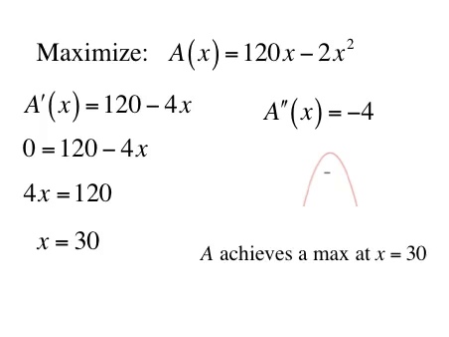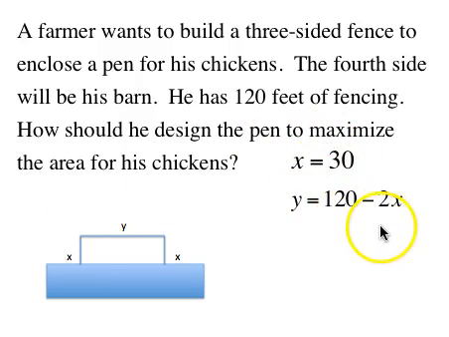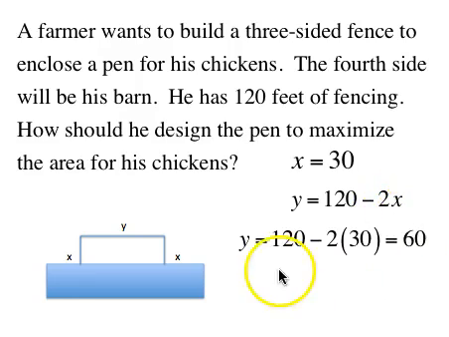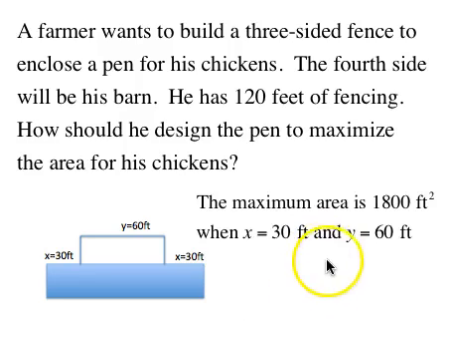So the area will achieve a maximum when x is 30 feet. So what is y and what is that maximum area? Well, x is 30 feet. We showed earlier that y was 120 minus 2x, or 120 minus 2 times 30, or 60 feet. So x is 30 feet, y is 60 feet. So our maximum area is 30 times 60, or 1,800 square feet. So our conclusion is that the maximum area is going to be 1,800 square feet when x is 30, when these two sides are 30 feet, and y is 60 when that one long side is 60 feet.